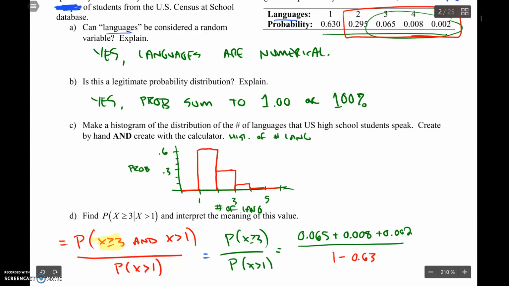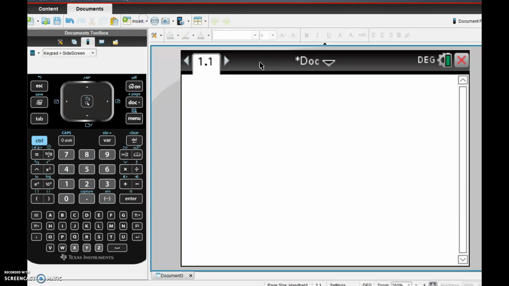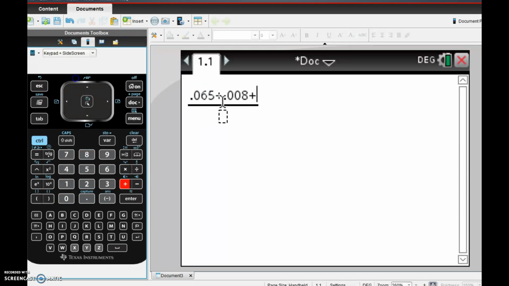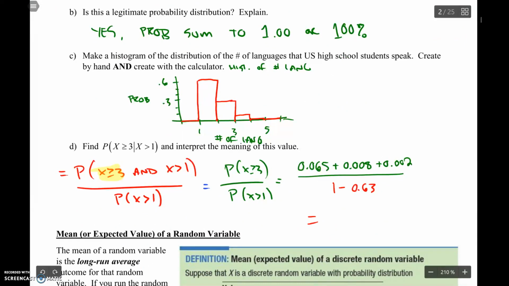So let's type that in our calculator. 0.065, 0.008, 0.002, 1 minus 0.63. 0.203, about a 20% chance. Interpret what this value means.